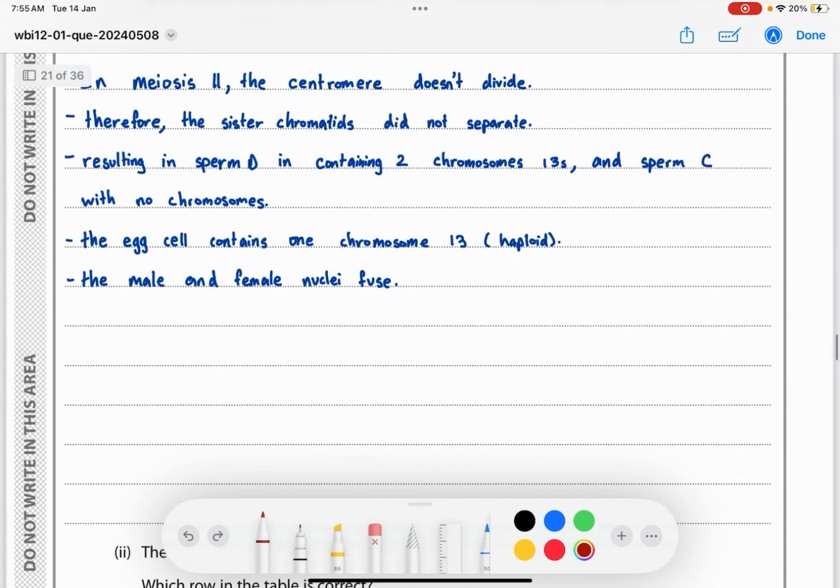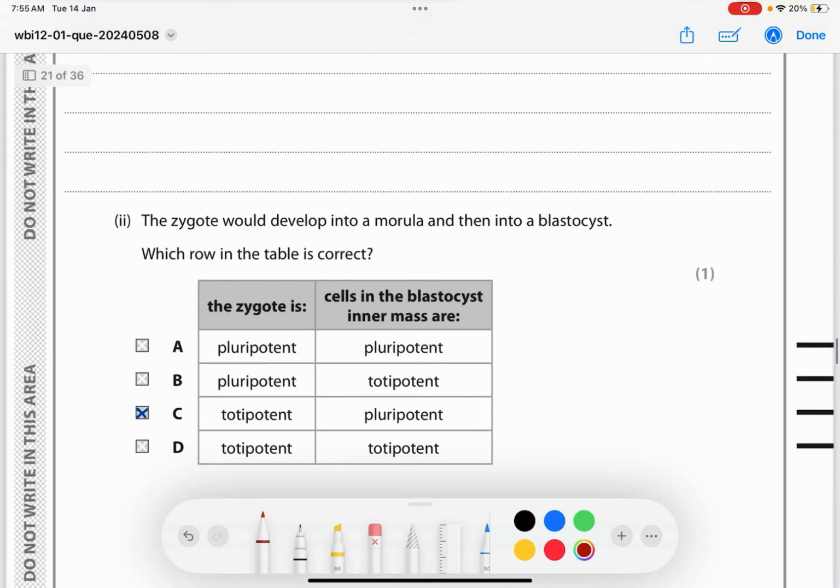Therefore, the male and female nucleus are fused together. So if one cell contains 2 and the other cell contains 1, you add them both, you get 3 chromosome 13s. That's pretty much it. Very simple. Moving on. The zygote would develop into a morula and then into a blastocyst.